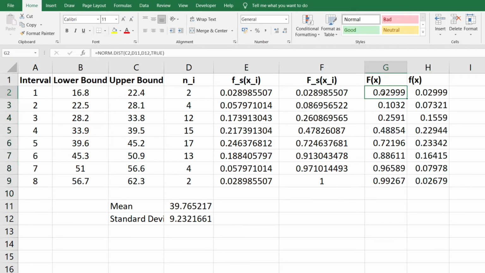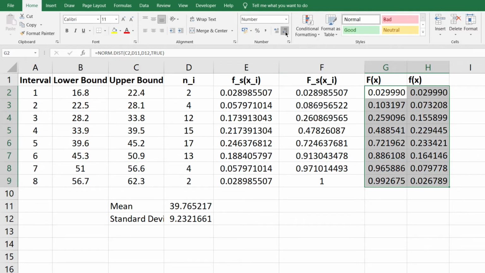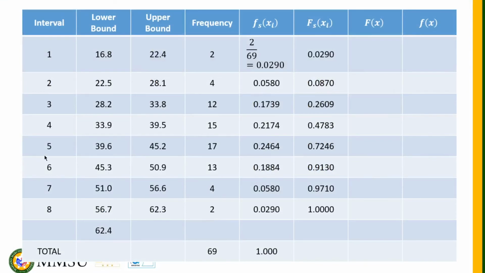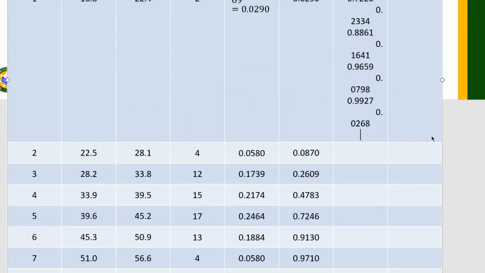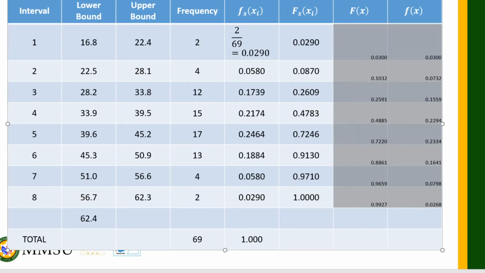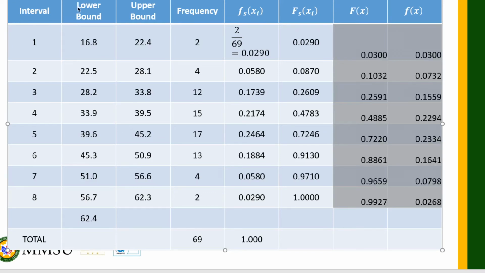Pwede na natin itong kopyahin. Okay, since we use 4 decimal places, gawin natin 4 decimal places ito para makopya doon sa table natin na nagawa natin sa PowerPoint. Okay? Punta tayo sa PowerPoint natin. And then, i-copy paste natin yung galing sa Excel. Gawin lang nating 18 ito.